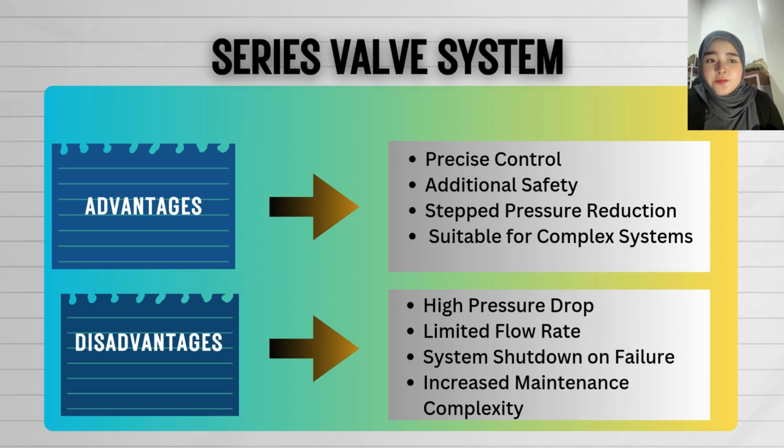And number 3 is step pressure reduction. In systems with high pressure, a series configuration can be used to reduce pressure in stages to prevent damage to components or pipes. And lastly, for the advantage, a series valve system is suitable for complex systems. Like this configuration is very useful in systems that require very specific pressure or flow control.